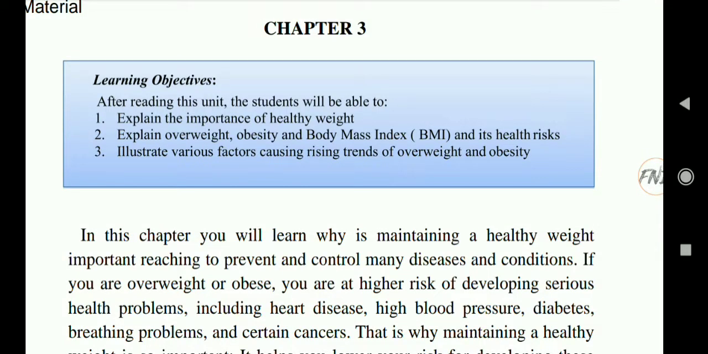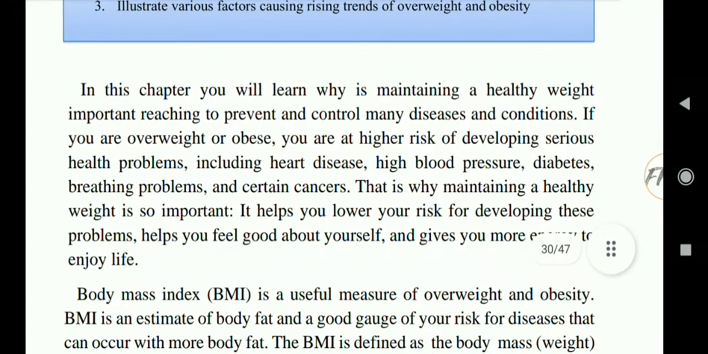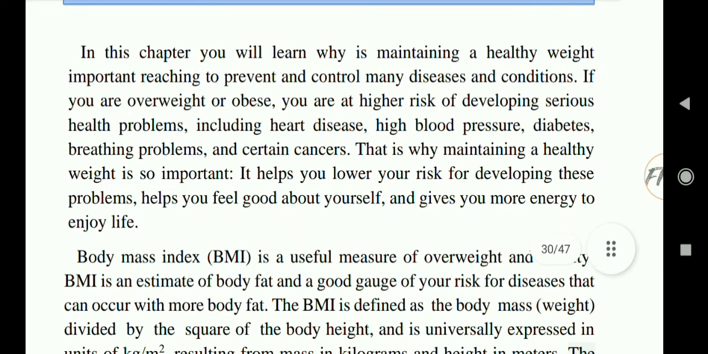So today we will start with chapter 3 of unit 4. In this chapter you will learn about why maintaining a healthy diet is important to prevent and control many diseases and conditions. If you are overweight or obese, you are at higher risk of developing serious health problems including heart diseases, high blood pressure, diabetes, breathing problems and certain cancers, etc.